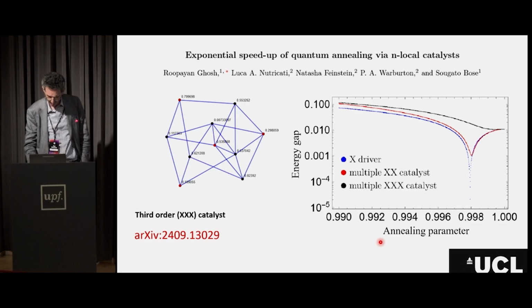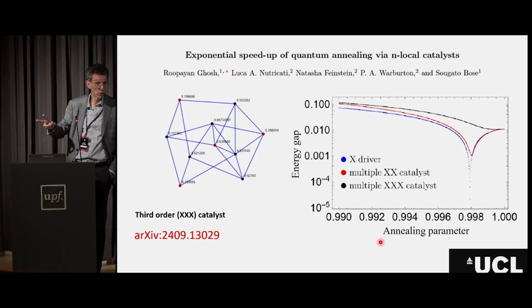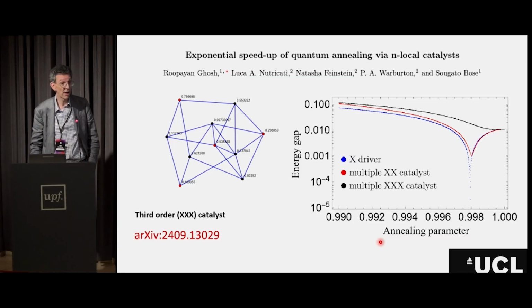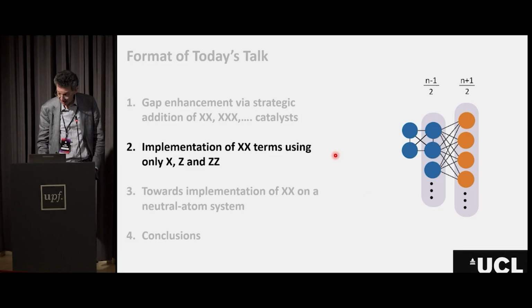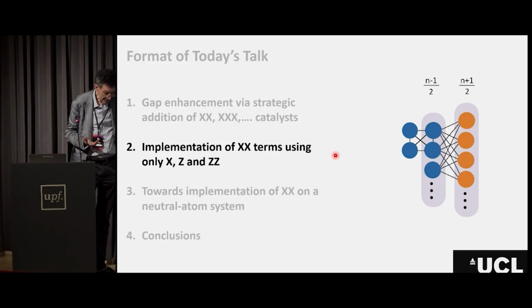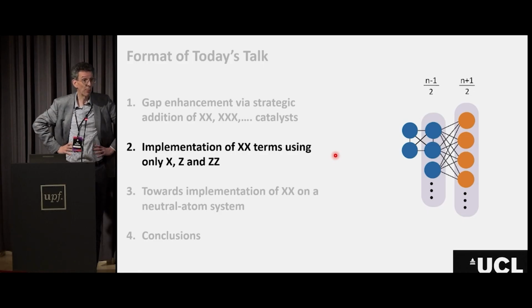So I guess Roopayan spoke about this significantly in his presentation, but this is basically showing you can extend these ideas beyond the quadratic XX catalyst to a cubic XXX catalyst and indeed higher order terms. Okay, so that suggests that by adding XX and possibly XXX terms as catalysts to our annealer, we can enhance the minimum gap, increasing the likelihood of ending up in the ground state at the end of the anneal.